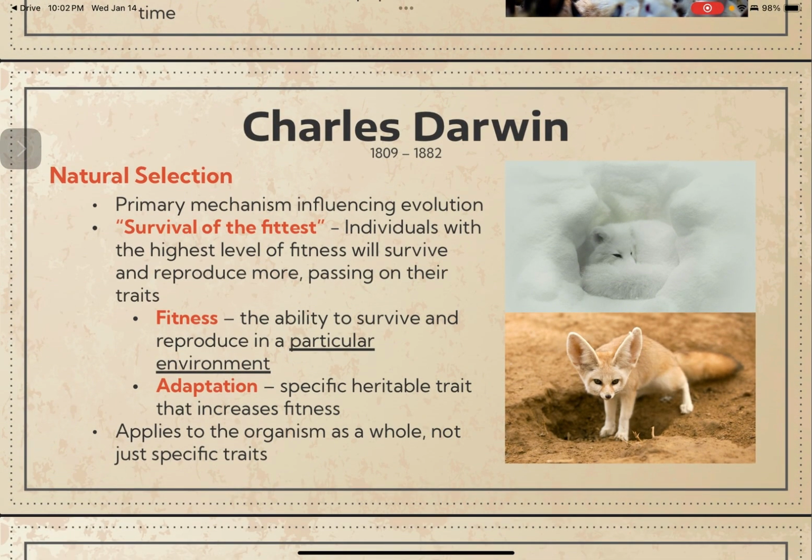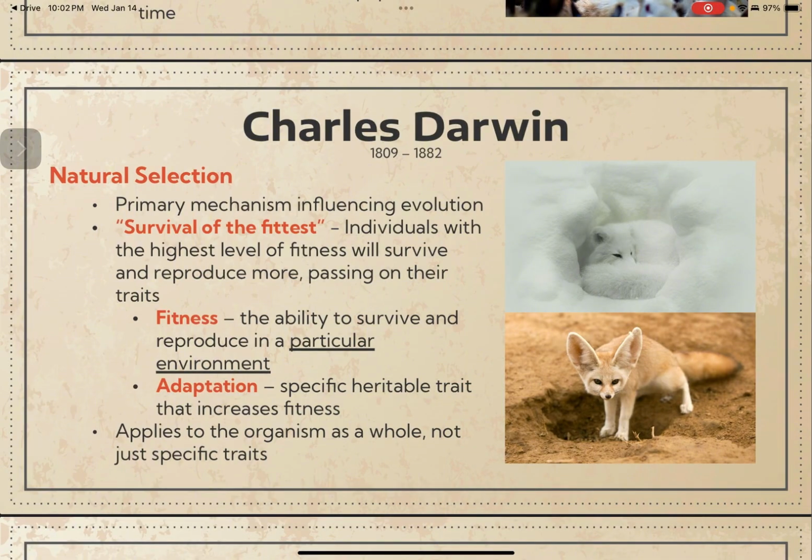Natural selection is the primary mechanism that influences evolution. Essentially, it's survival of the fittest. Now, when we think fitness, nowadays we think strength, muscles, working out, Luke in the gym. But that's not what fitness is in this sense. Fitness is the ability to survive and reproduce in a particular environment.